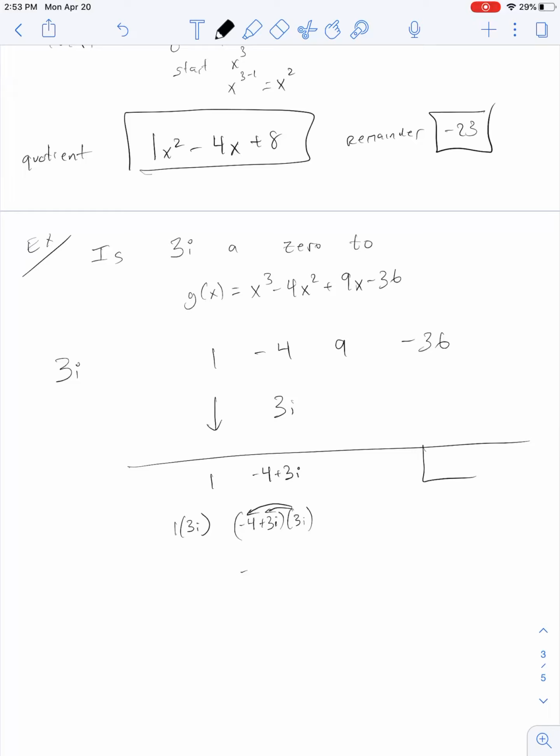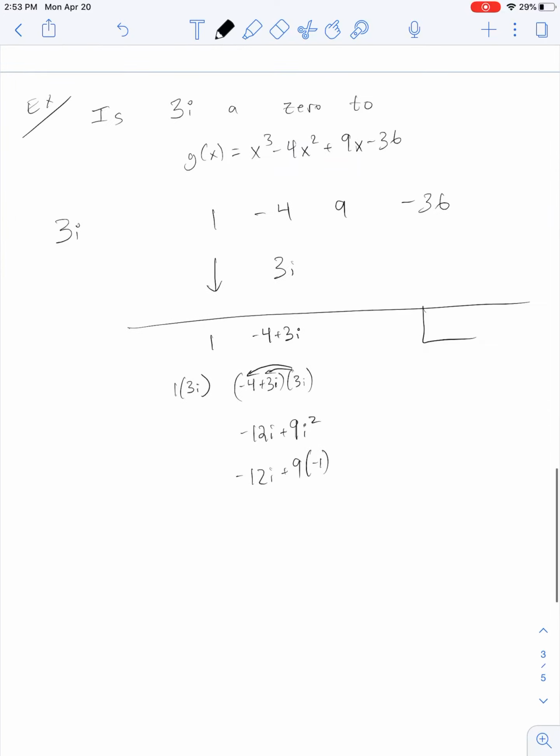So what do we get? We get a negative 12i plus 9i squared. But we know that i squared is a negative 1, right? Remember, i squared, we learned this in the past. So this is negative 12i minus 9. That goes right up here. We add those, 9 plus negative 12i minus 9. Well, those cancel, all right, leaving us with just a negative 12i.